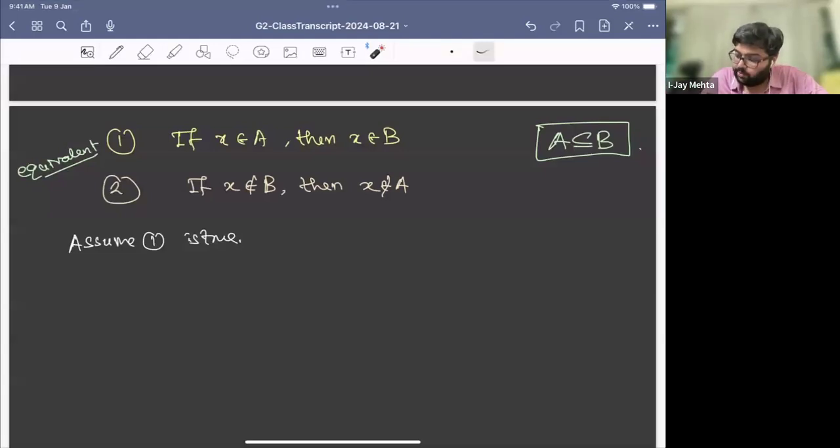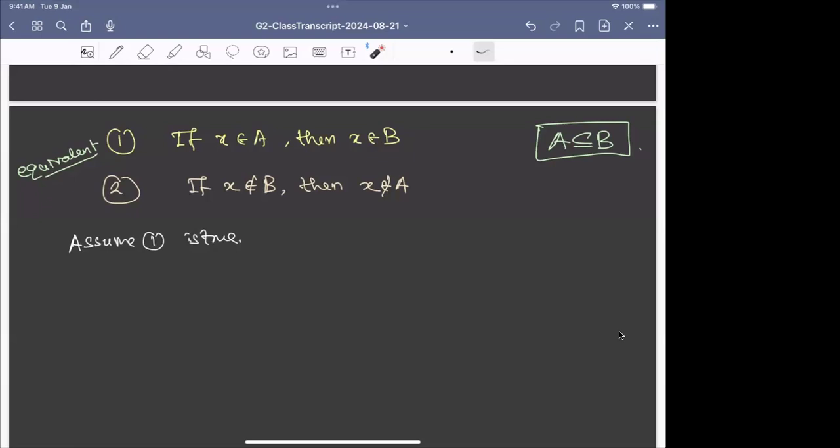Okay, now I want to prove statement number 2 also is true. So what is given? This is given to me. What I have to conclude? X is not in A. So suppose X is not in B is given. Now I want to show that X is not in A. So what do we do? Sometimes nothing works, then we say that suppose it is not true. Do you know what that method is called? Contradiction. Yes, it is called contradiction.